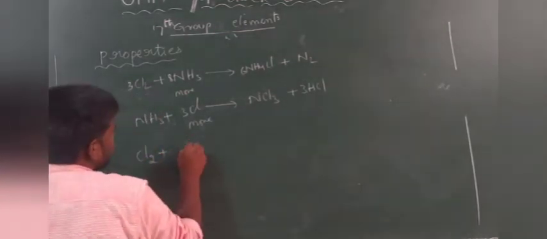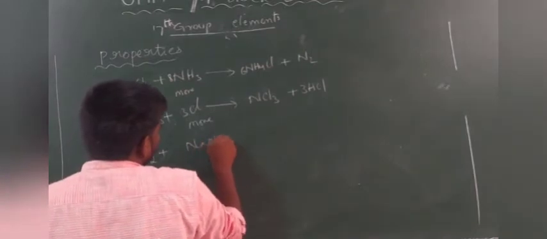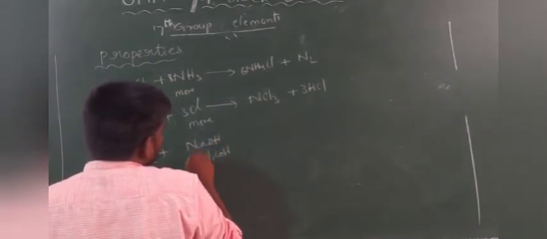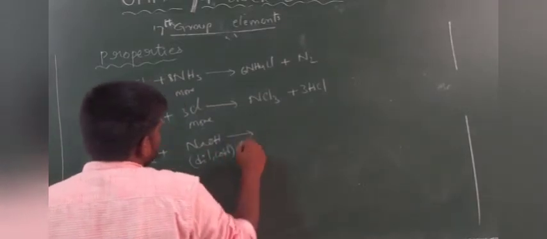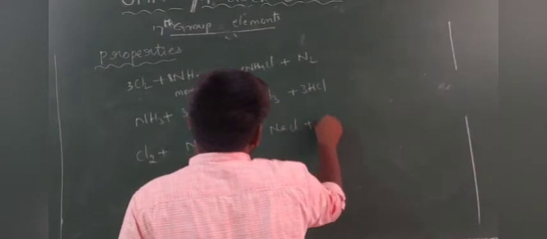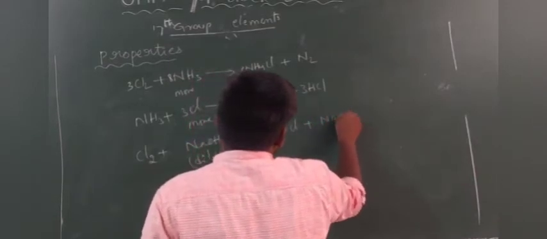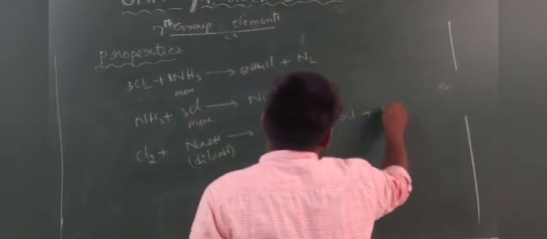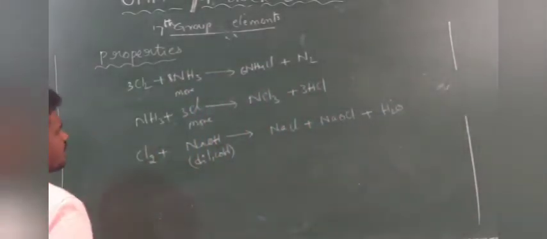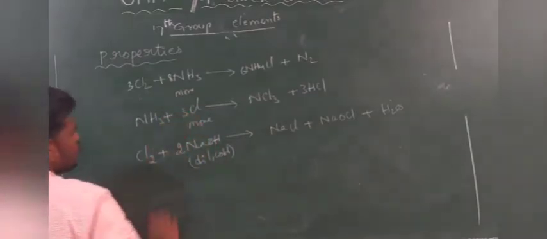And the next one, chlorine, when it is treated with the diluted sodium hydroxide. So diluted cold sodium hydroxide, we can get the products here NaCl plus NaOCl plus we can get water here. So now to balance this equation, we multiply with 2 here.